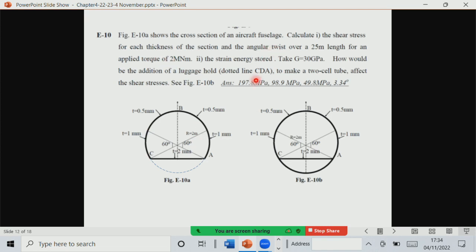In the second part, it assumes it's a two-cell tube. It does not ignore the cargo hold. So we've got a two-cell tube subject to the same torque. It also asks us for the second part, find the maximum shear stress, or shear stress in each thickness, and also the angle of twist. So that is question number 10.